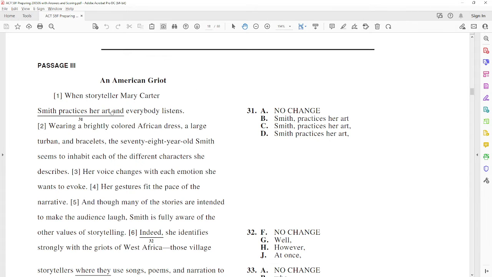Well, I might put a comma after "art," and remove the "and." Then it would read, "When storyteller Mary Carter Smith practices her art, everybody listens." Everybody is the subject, listens is the verb. It's a complete thought. "When storyteller Mary Carter Smith practices her art" is an introductory phrase. So let's see if we have that choice. A is already out.